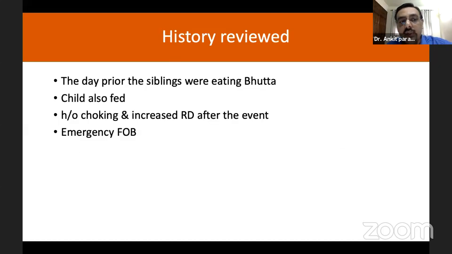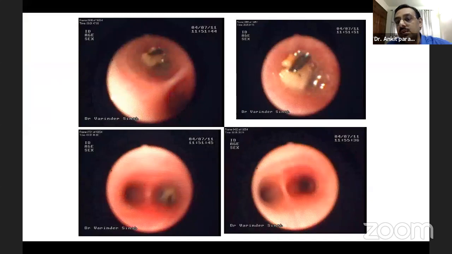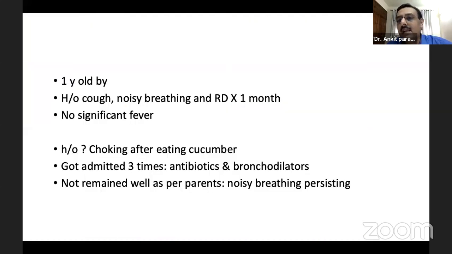And when we took the history again, there was a history that this child was eating corn the previous day. This child was also fed by the older sibling. There was a history of choking, and respiratory distress started after that. We did a bronchoscopy and this is what we found. There was a piece of makke ka dana, a corn kernel, which was taken out. So foreign bodies can present in weird ways and you have to take that into account.